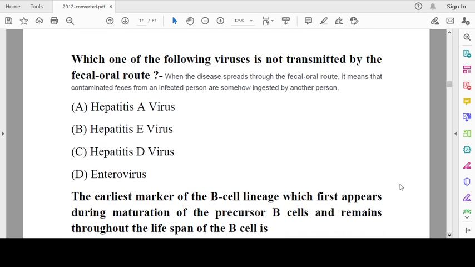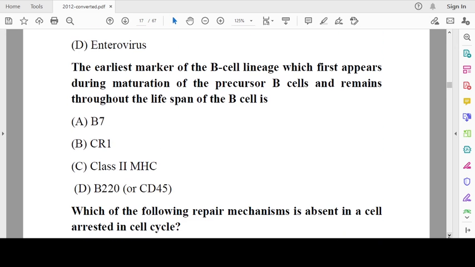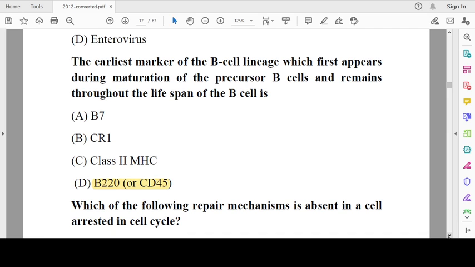Which of the following viruses is not transmitted by the fecal-oral route? So what does fecal-oral route mean? When a disease spreads through the fecal-oral route, it means that contaminated feces from an infected person are somehow ingested by another person. Among these, hepatitis D virus is the only virus which doesn't pass through the fecal-oral route. The earliest marker of B cell lineage, which appears during maturation of precursor B cells and remains throughout the lifespan of B cells, is B220, which is otherwise called CD45.